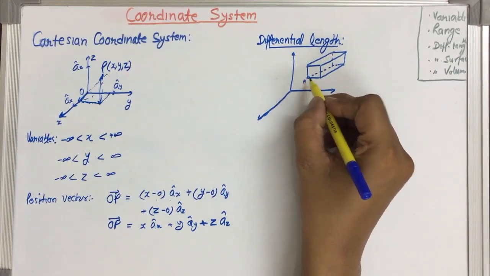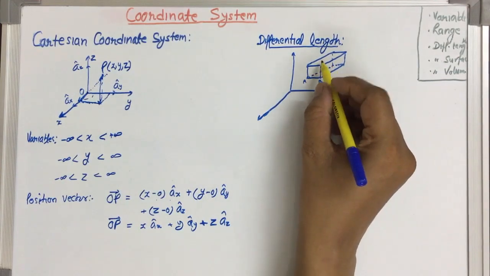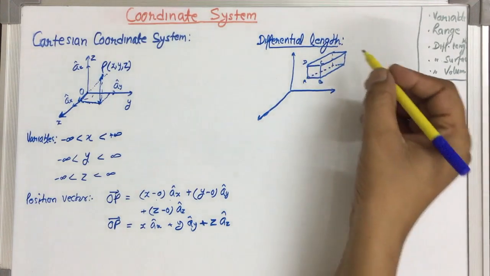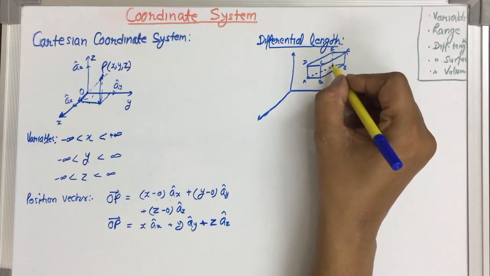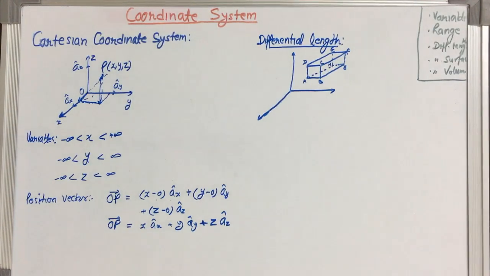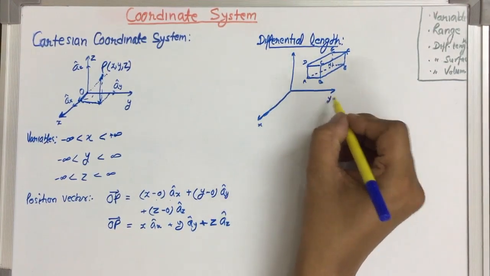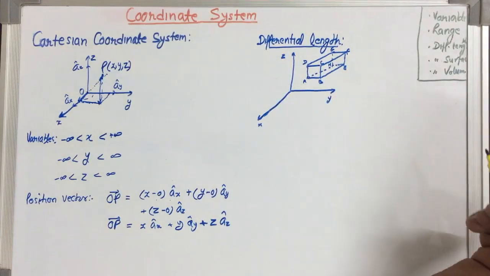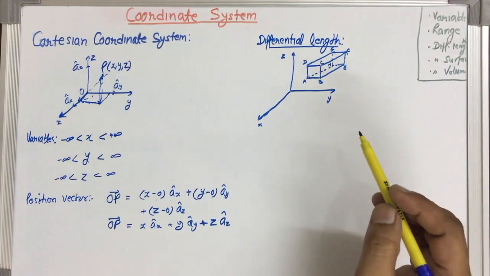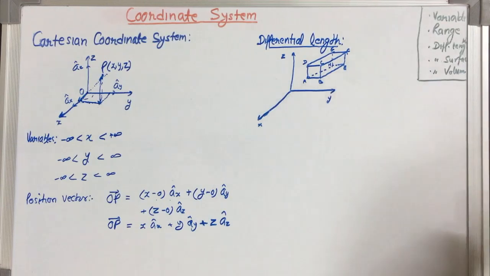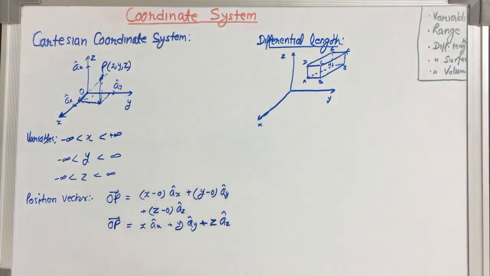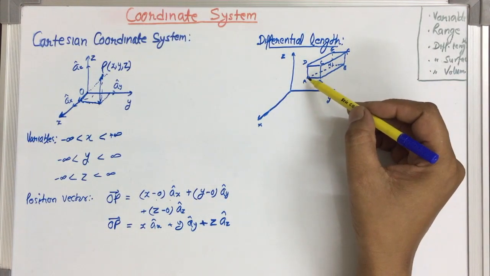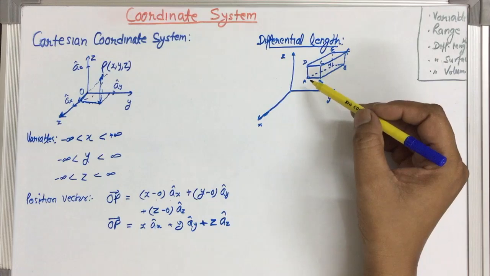For simplicity, indicate them. Now this is x coordinate, this is y coordinate, this is z coordinate. So if we are interested to know about differential length, then it means if we move a small distance in a rectangular coordinate system, then how we can express that vector?